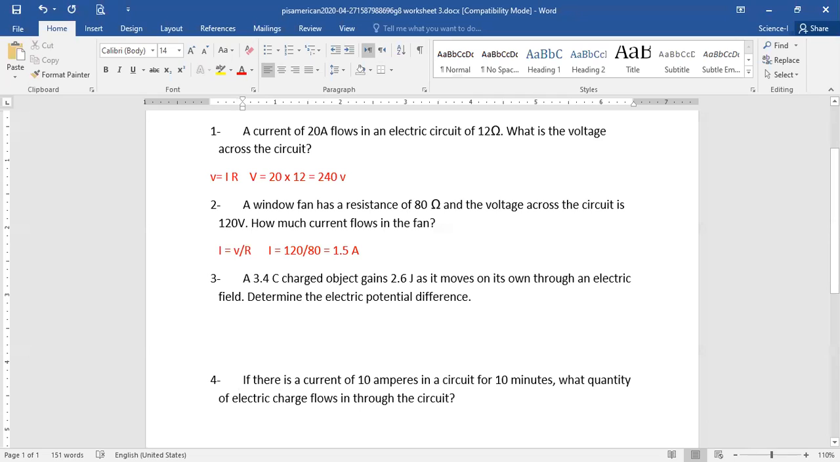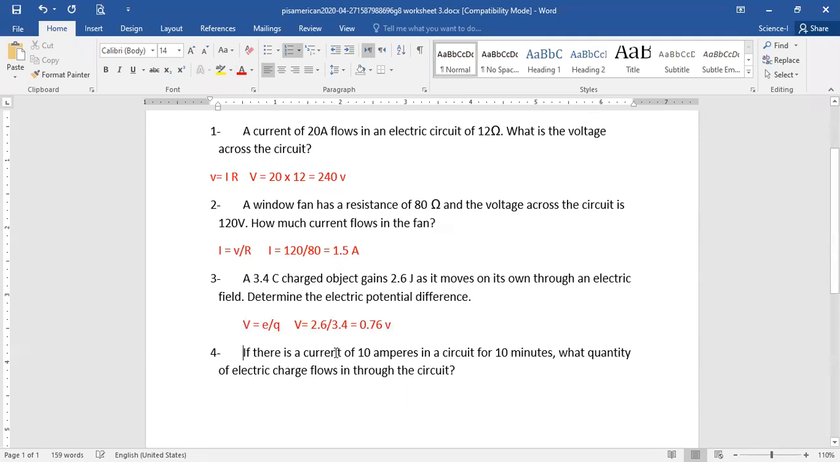We answered before. So here in this one, we said that V equals E over Q, which means V equals 2.6 divided by 3.4, that equals 0.76, and we said volts. So now let's pass to question 4 here, guys.